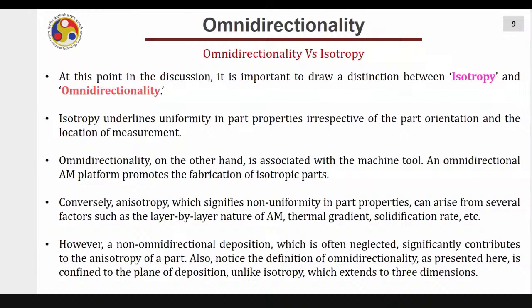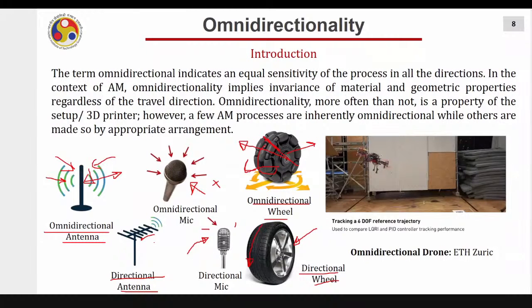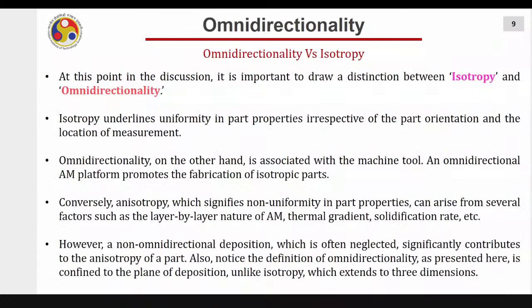Also notice that the definition of omnidirectionality as presented here is confined to the plane of deposition. Only in the XY direction, like I discussed about this wheel, not in the Z direction. Similarly, in today's discussion we will limit ourselves to the plane of deposition, while you know that isotropy can extend to any direction, like a third dimension also.